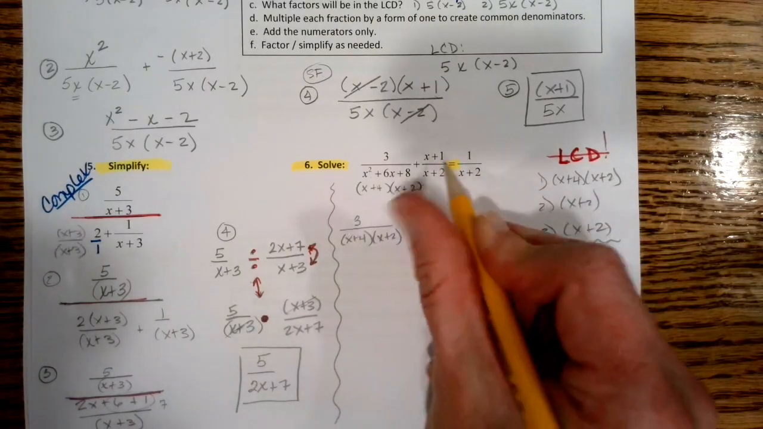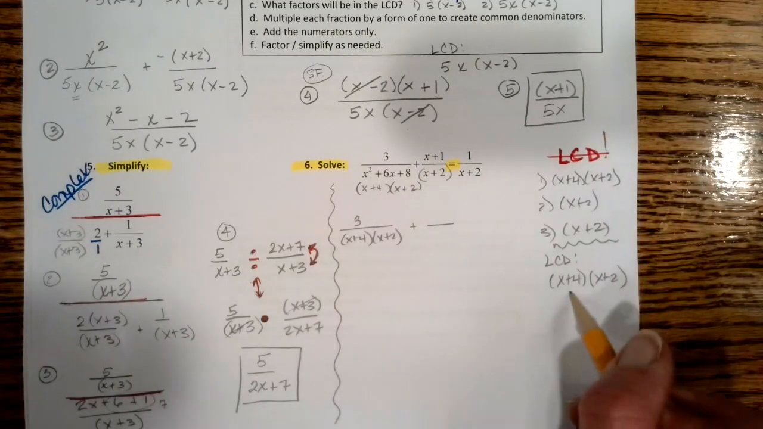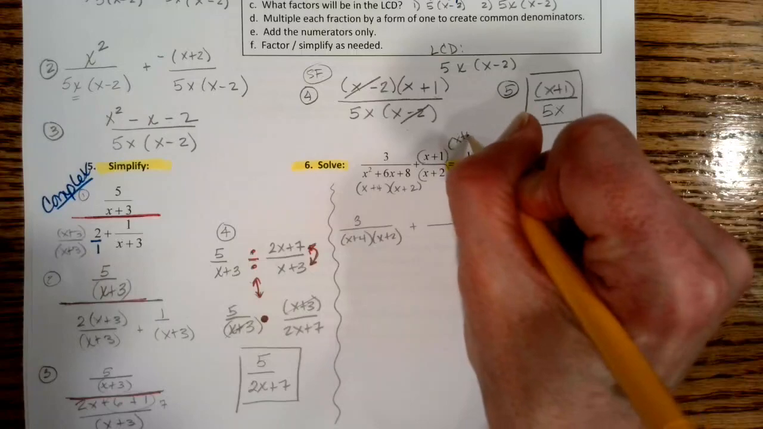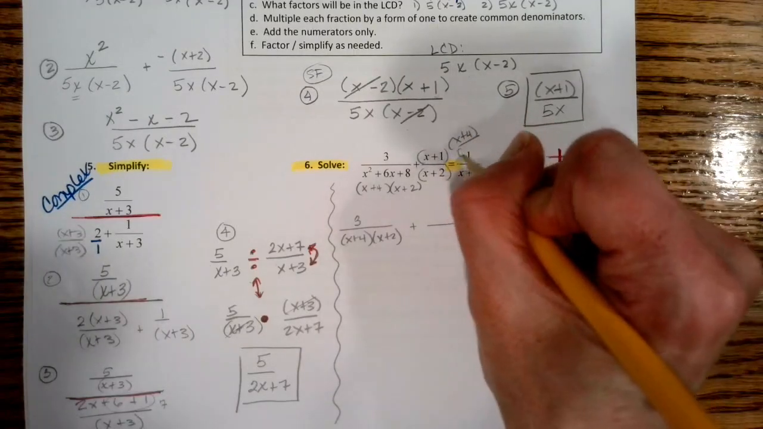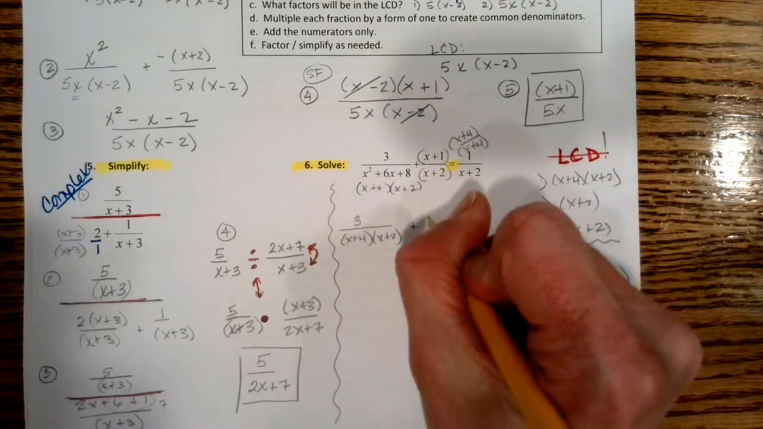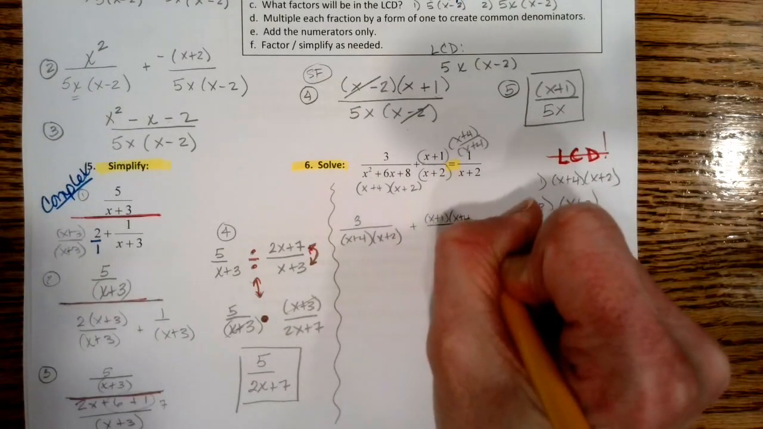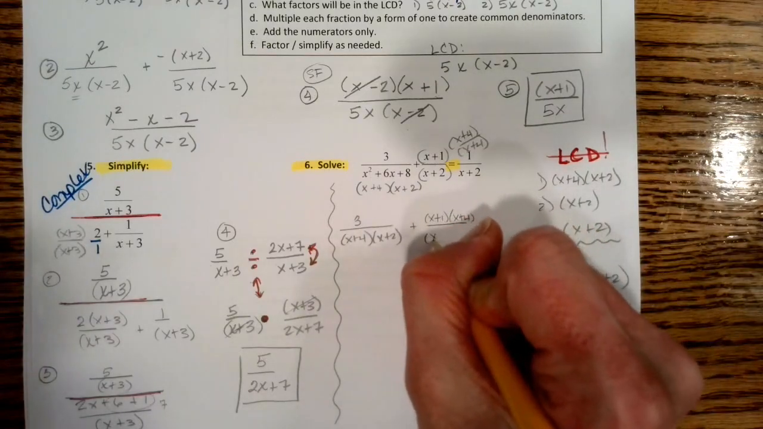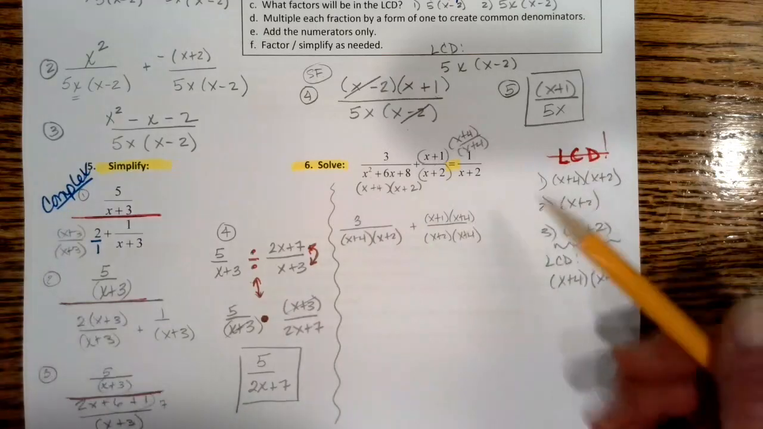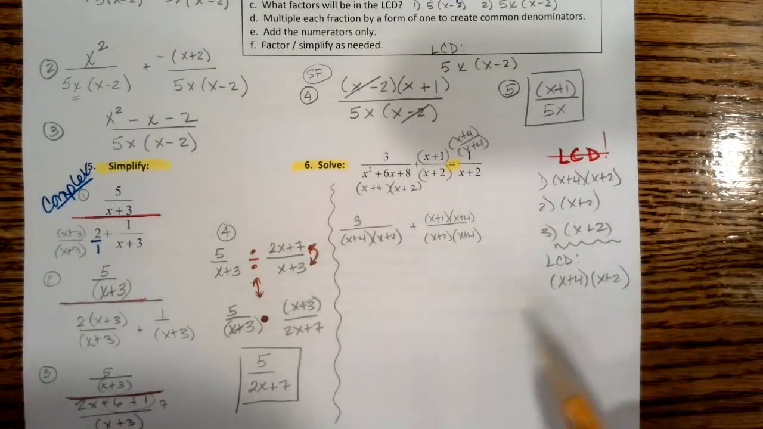Now let's talk about this fraction. He has an x plus 2. He needs an x plus 4. So I'll go ahead and multiply the top and the bottom by x plus 4. That's going to give me x plus 1 over x plus 2 times x plus 4 over x plus 4. Here's my form of 1 right here.